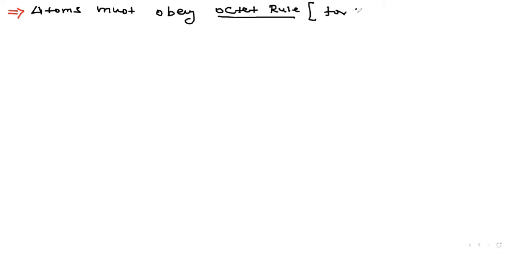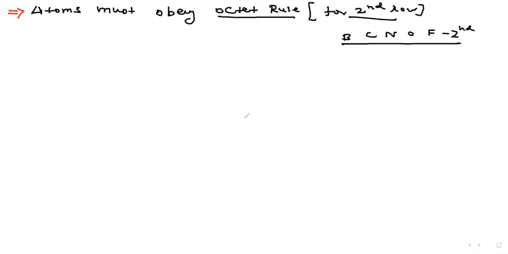The second row elements only. What is a second row element? We know boron, carbon, nitrogen, oxygen, fluorine. They are second row, right? We can apply the octet rule only for the second row, not what? Third and fourth and fifth row.